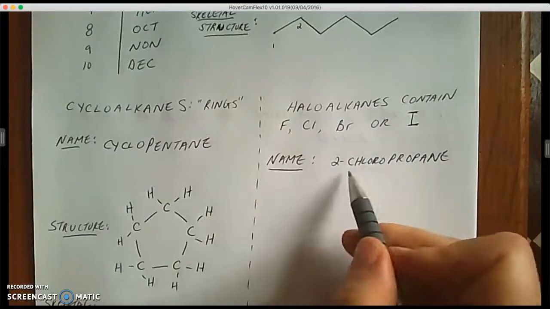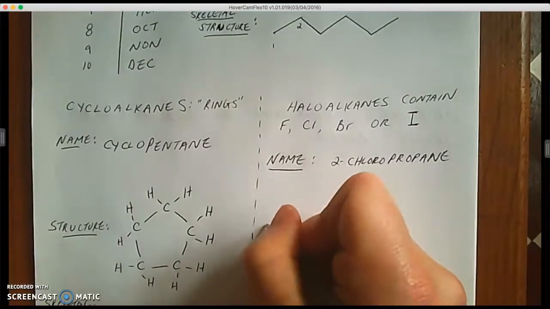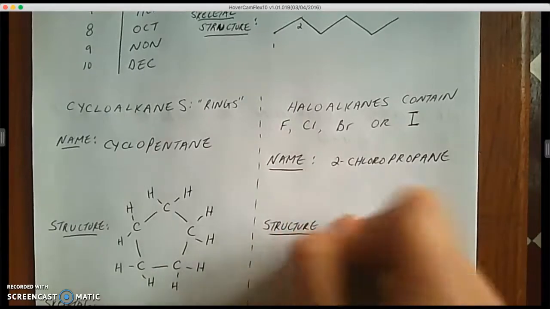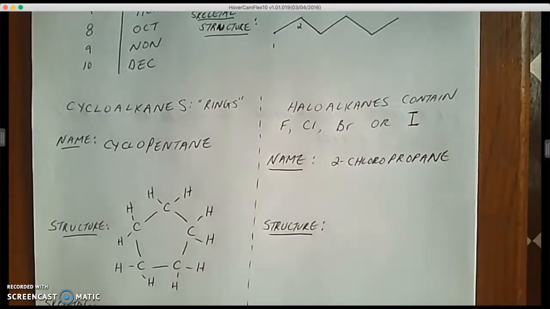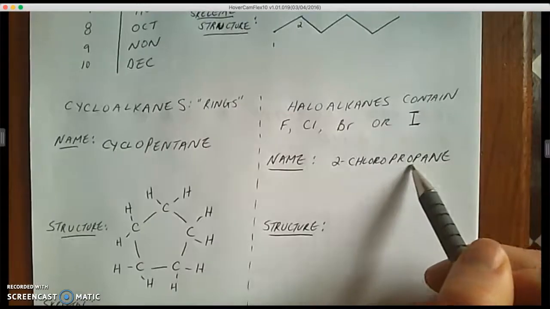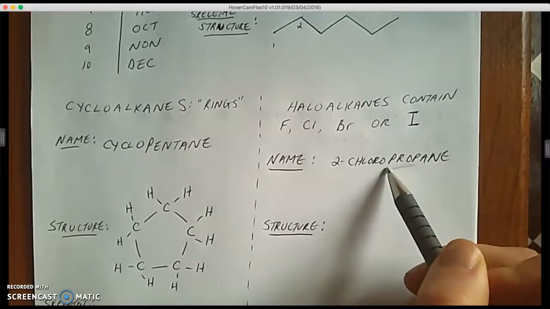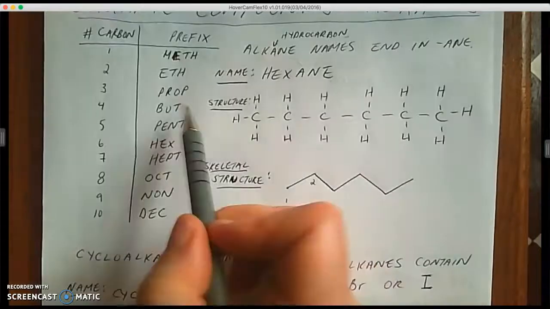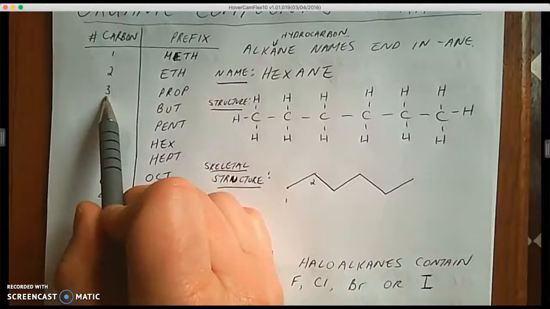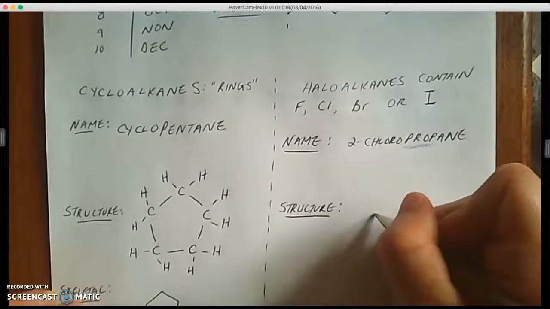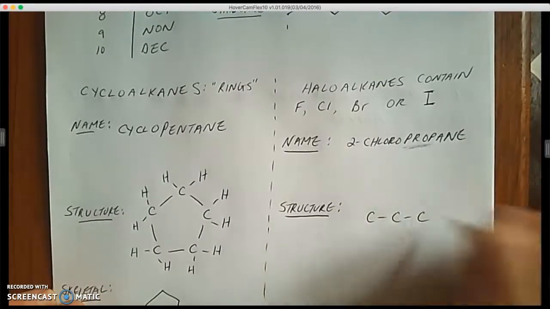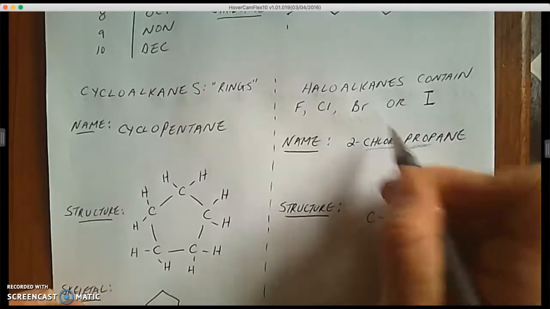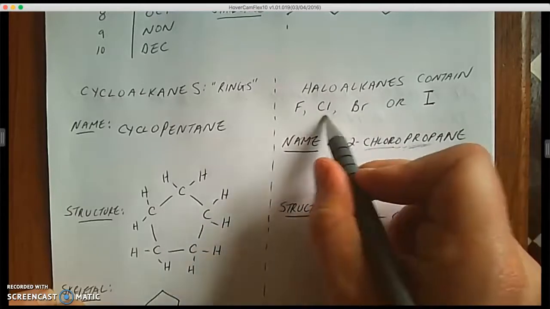Okay? If I wanted to draw 2-chloropropane, the first thing I'm going to look for is the prefix that tells me how many carbons there are. Okay, and that's prop. And if I look back at my table that I made at the top, prop tells me there are 3 carbons. So I'm going to start by drawing my 3 carbons in a row. 1, 2, 3. Okay? And then the chloro here tells me that there's a chlorine atom somewhere on my propane.